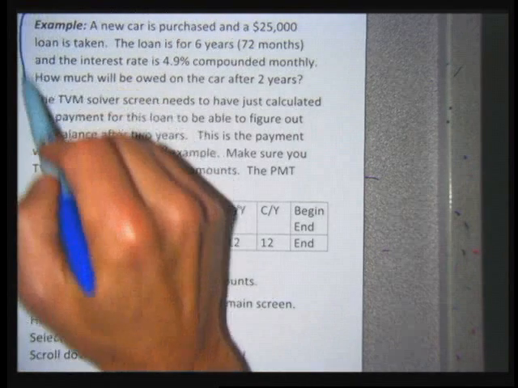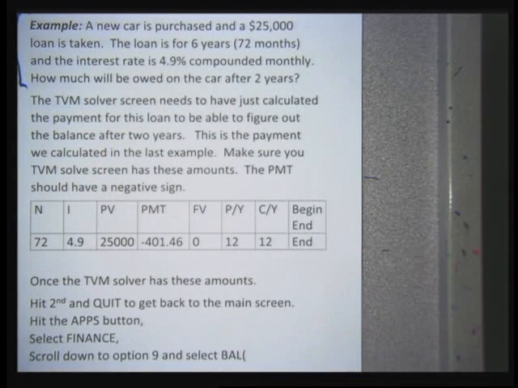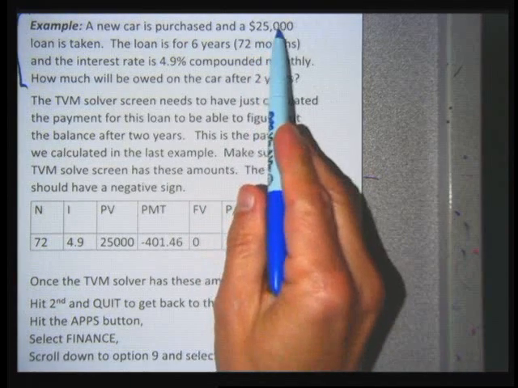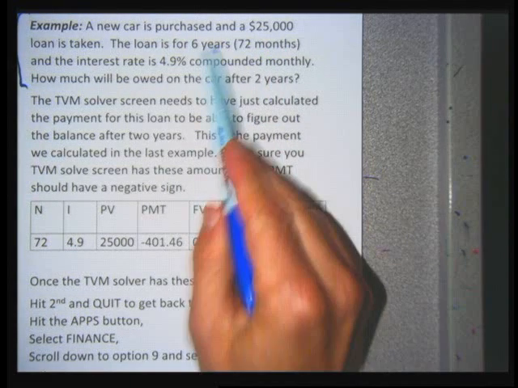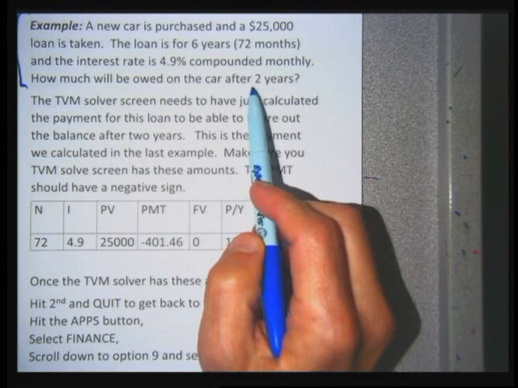In the next batch of problems, we purchase a car and we pay on it for a little bit of time. We want to know how much we owe after 2 years. So this is a two-step problem. I need to know how much I'm paying for the 2 years that I've owned the car. So I purchased the car for $25,000, took a 6-year loan, with a 4.9% interest rate. How much will be owed after 2 years?